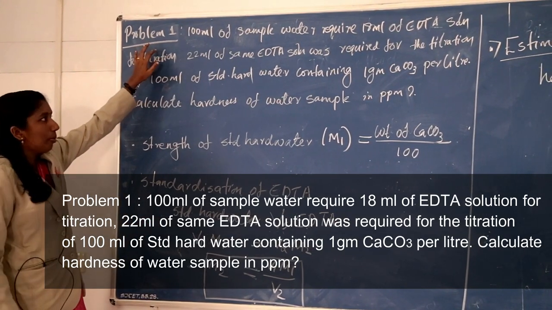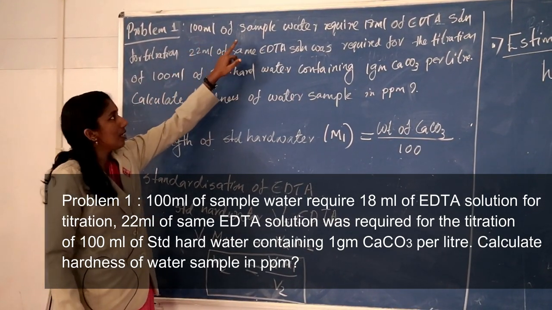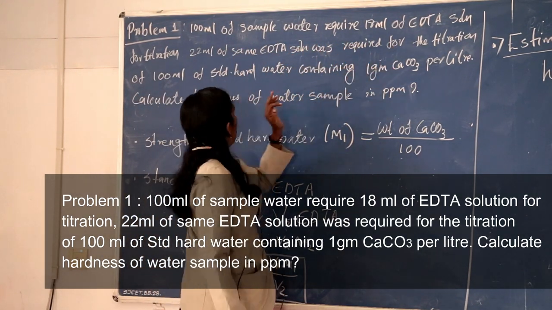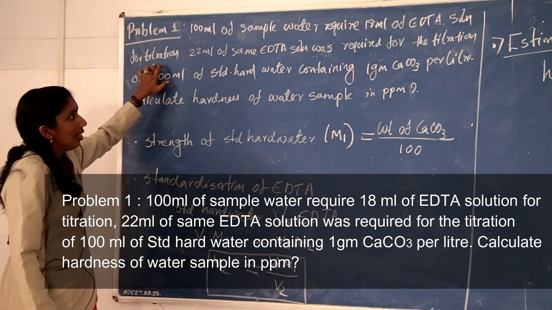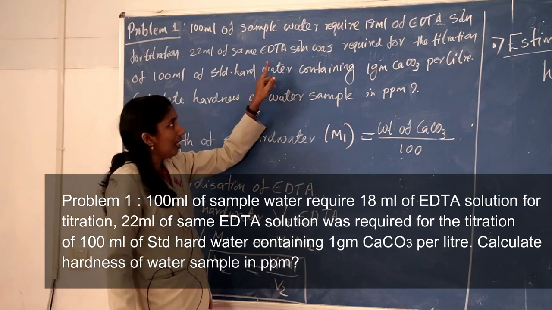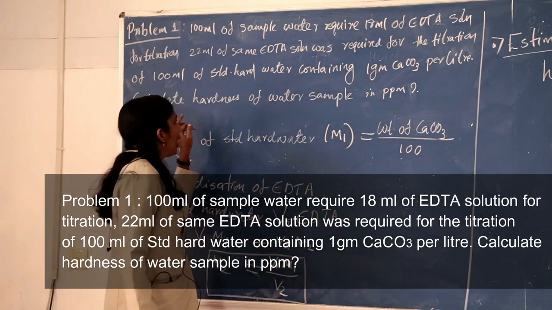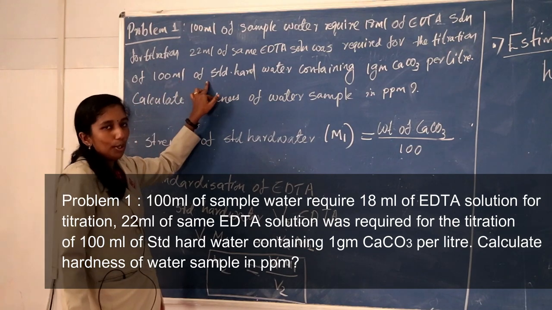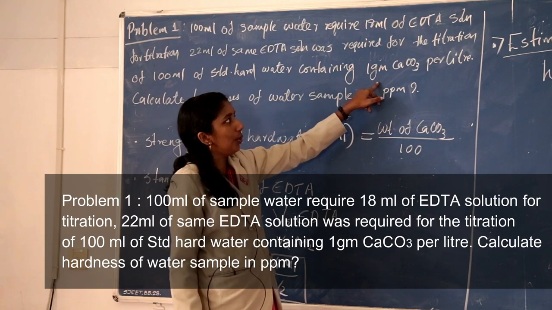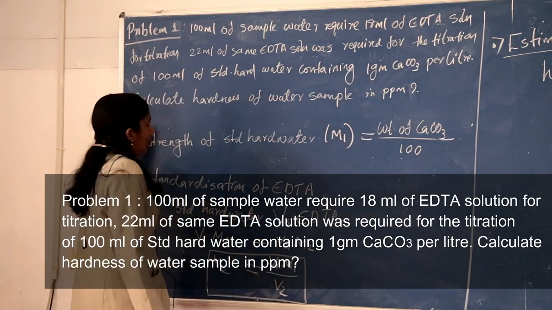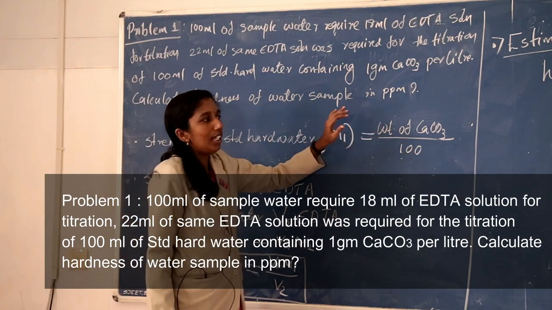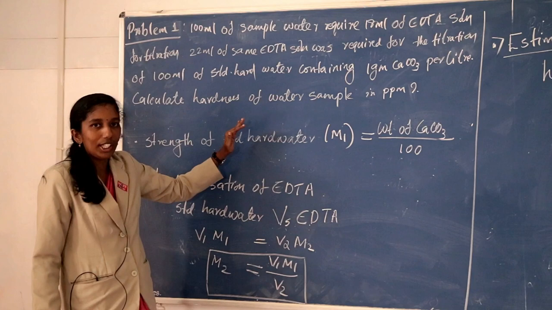First problem, problem 1. 100 ml of sample water requires 18 ml of EDTA solution for titration. Similarly, 22 ml of the same EDTA solution was required for the titration of 100 ml of standard hard water containing 1 gram CaCO3 per liter. Calculate hardness of sample water in ppm. Okay, we will do the calculation in the same steps that we discussed.